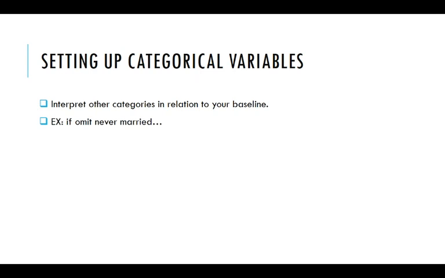So let's say I omit the category of never married, and I use the 4 other categories. So never married is my omitted category. Then everything that's in my regression, I interpret those effects of being married or being widowed, whatever, relative to never having been married. So you really need to make sure you are interpreting relative to your baseline.